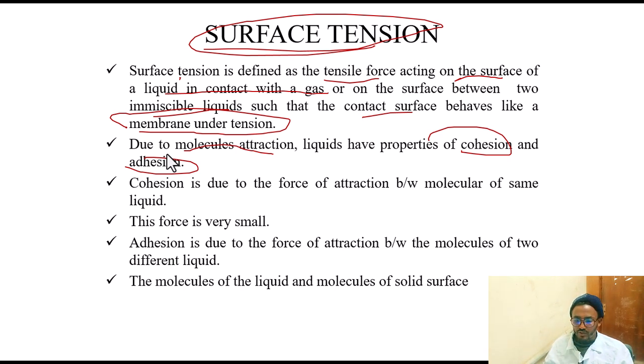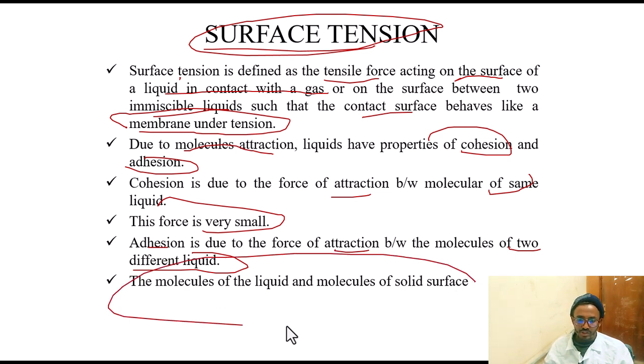Cohesion is due to the force of attraction between molecules of the same liquid. This force is very small, but adhesion is due to the force of attraction between molecules of two different liquids, or between molecules of the liquid and molecules of a solid surface. We can say it like this, which is a really interesting topic, surface tension.